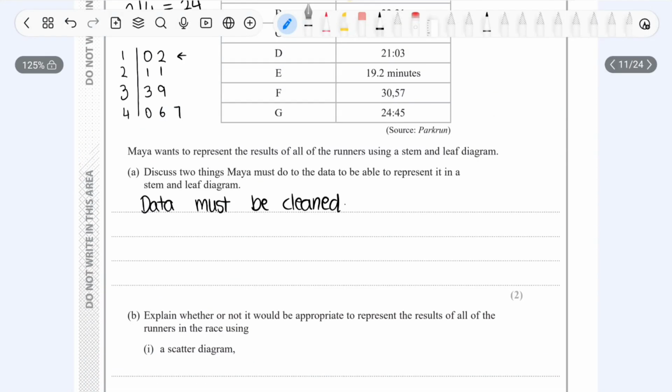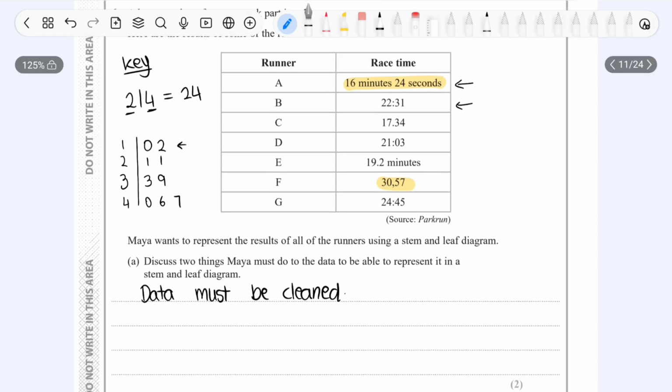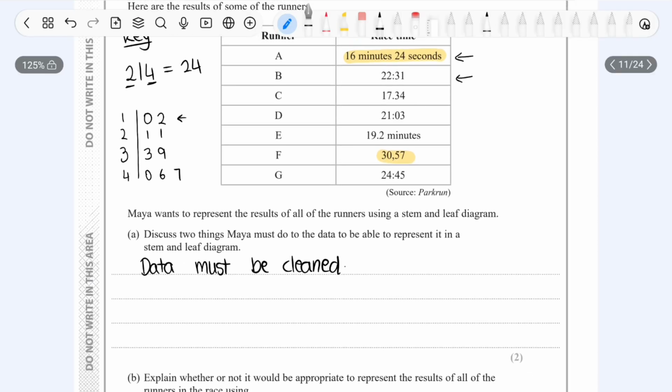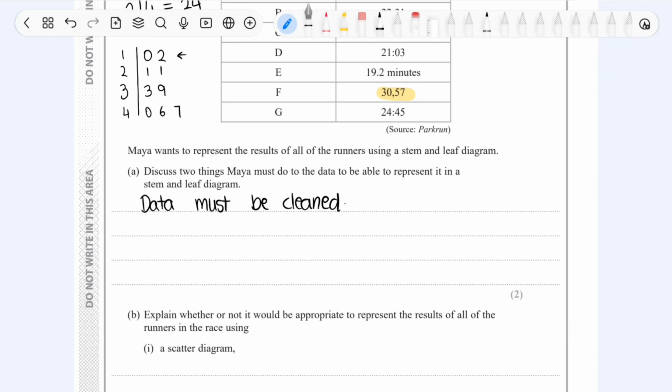Now in this context, it could mean here, you can see this specific value for F is 30,57. It's just a misread or a mistype or whatever. So you just want to remove the comma and replace it with something else, or a colon, or whatever you format it into. And again, for A and E, you might want to remove the words and therefore make it into a nice integer format. That's what cleaning means, and it could also mean rounding it, and rounding it to the same units perhaps. And that's another thing we must come to.